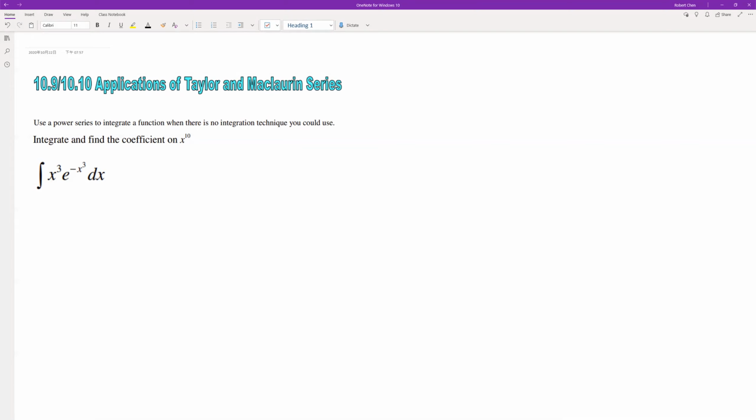10.9/10.10. We're looking at applications of Taylor and Maclaurin series. All right, so one application is in integration. If we have something like x cubed times e to the negative x cubed, there is no really nice integration technique that we can use to integrate this expression directly.